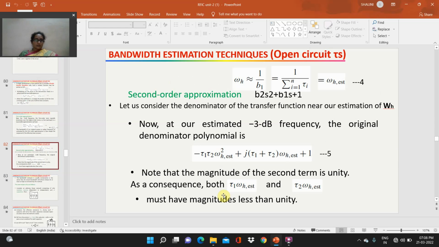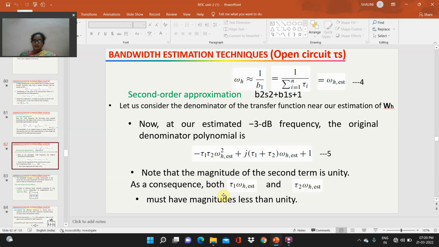The second order approximation gives b2 s squared plus b1 s plus 1. Let us consider the denominator of the transfer function near our estimation of omega H. At our estimated minus 3 dB frequency, the original denominator polynomial is tau 1 tau 2 omega squared H,est plus j times (tau 1 plus tau 2) omega H,est plus 1, equation number 5. Note that the magnitude of the second term is unity.